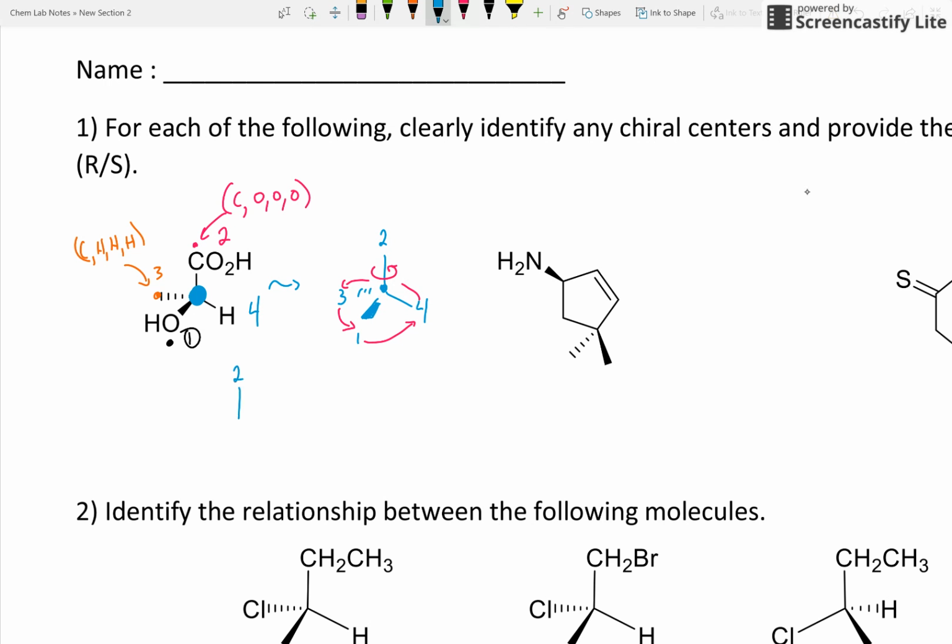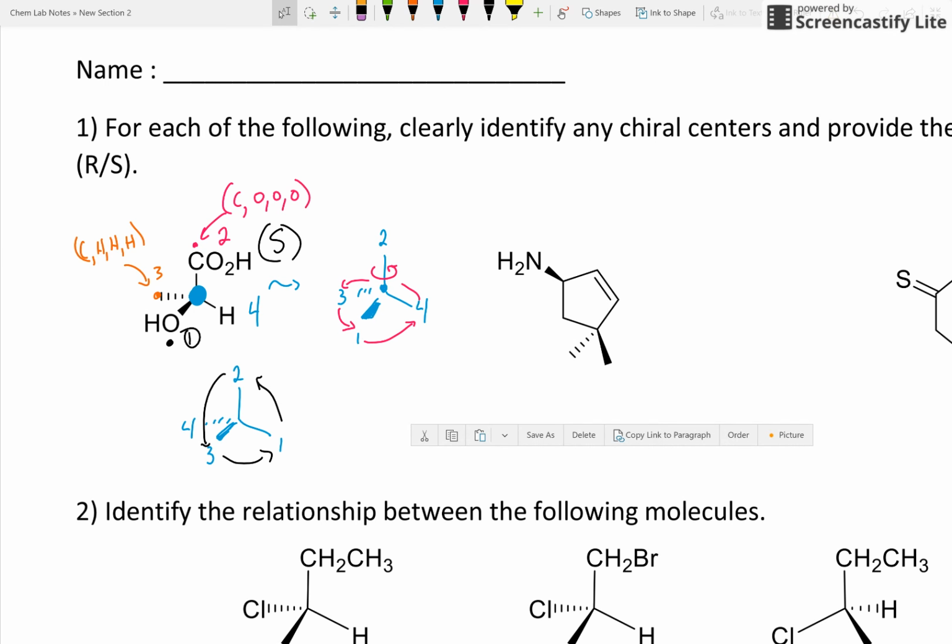So 2 stays in the same place. My wedge and the dash relatively stay in the same place, where the bonds are. So my 3 rotated here, my 1 rotated there, and my 4 rotated into the back. So now we can just follow our rotation. S. Okay. So let's move on to the next one.